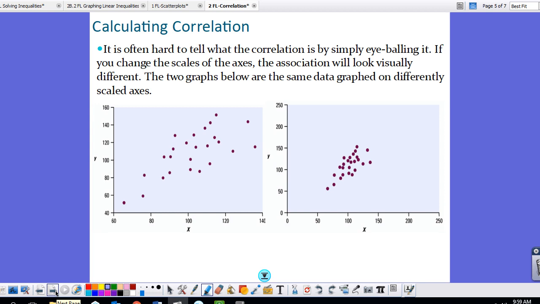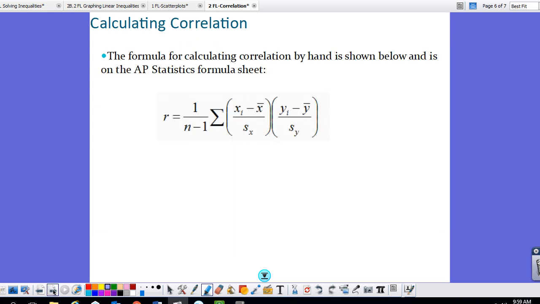Calculating correlation. Oftentimes we'll eyeball it, but the graph is sometimes misleading because if we zoom in to the data, it looks like the one on the left. This is something that's zoomed in. Notice our axis starts at 60 and 40, but over here on the right, we start at 0 and 0. So the same data looks super close together on the right, whereas on the left, it looks spread out some. Sometimes it's really hard to just eyeball it because you can't tell based on the scale of the data.